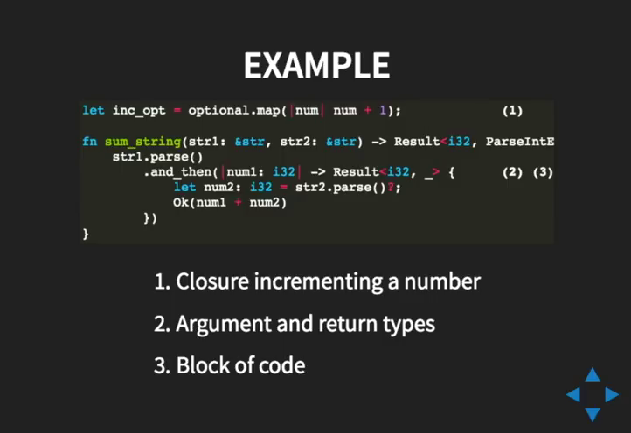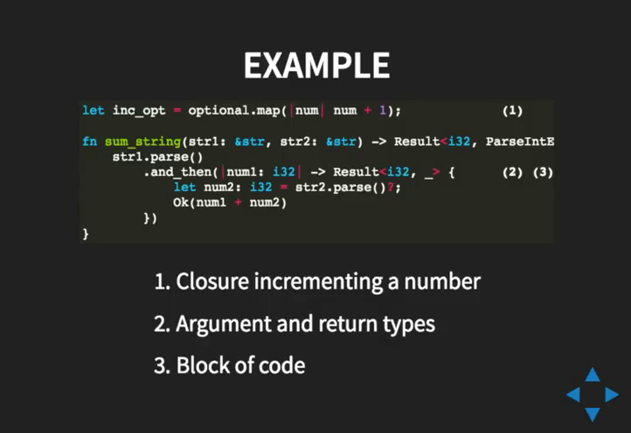So let's see an example. Here we have an optional value, and we call the map method. And instead of just providing a function, we use a closure. So between the 2 pipes, we have the parameter num, and after that, the body of the closure would just return num plus 1.